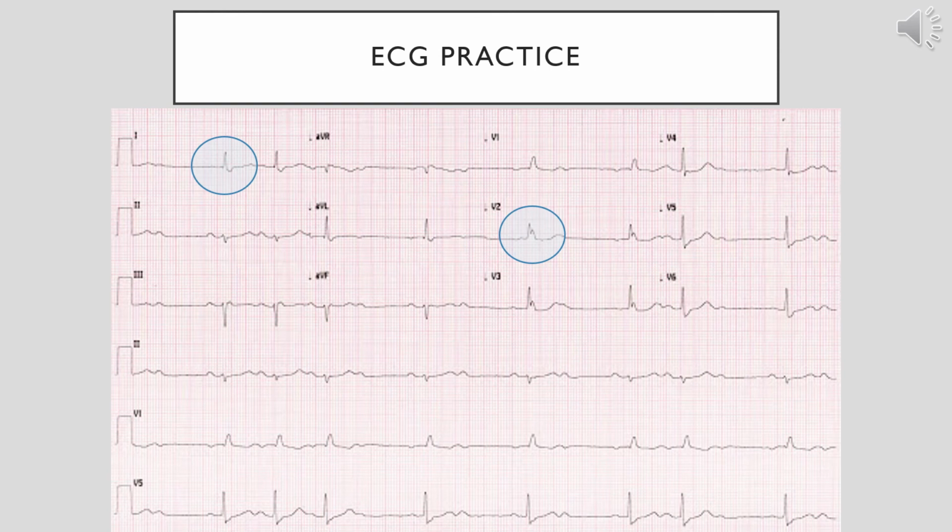What about the axis? Do we see any kind of axis deviation? We have a positive lead 1, negative lead 2, and negative aVF. So this looks like an axis deviation to the left axis. So left axis deviation.